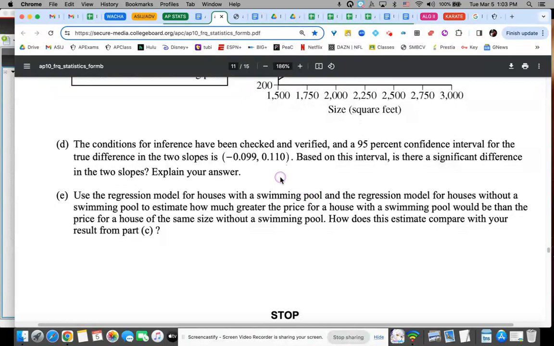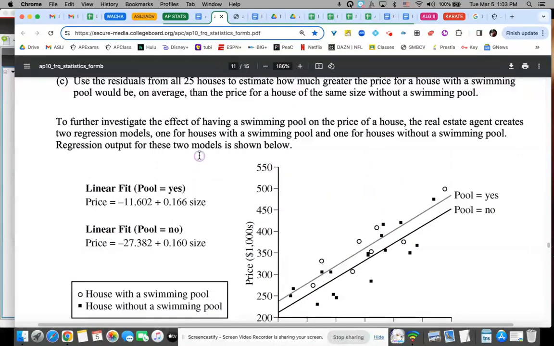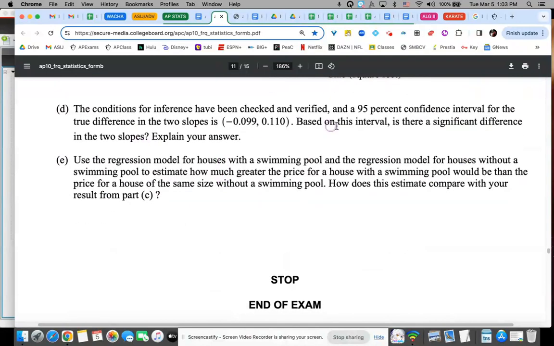The conditions of inference have been checked and verified. Oh, sorry, I didn't read the prompt here, but they split it up, right? You have the two different models, and then the conditions are met, and they do a 95% confidence interval, but this is for the difference in the two slopes. So they're doing the slope of one compared to the slope of the other.